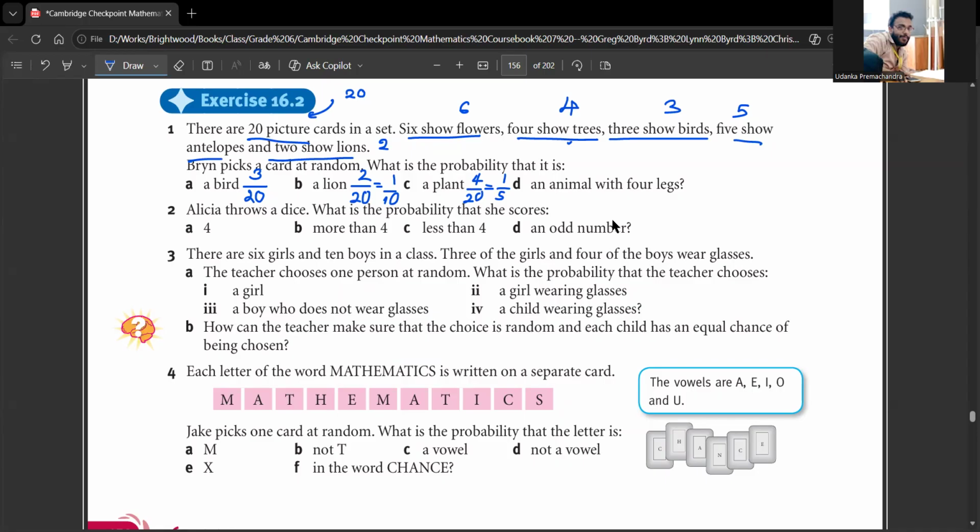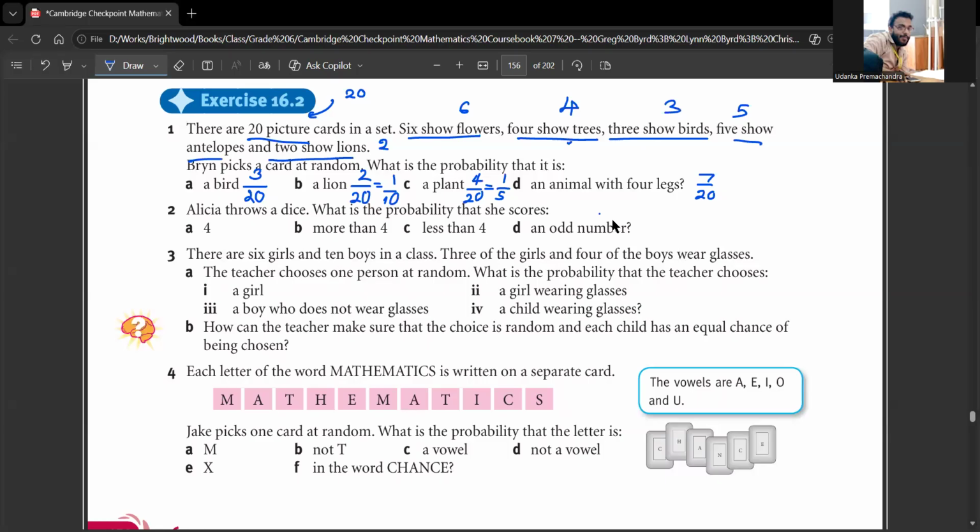Animal with 4 legs. Who are the animals? There are 2 lions and 5 antelopes. Antelopes also have 4 legs, no? 5 and 2. 5 plus 2 is 7. It's 7 out of 20. We cannot simplify it, no? 7 out of 20.